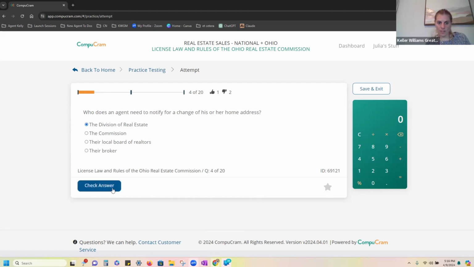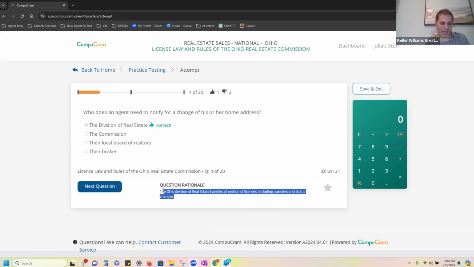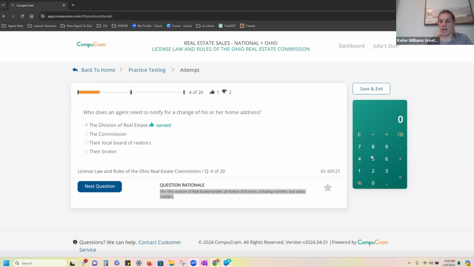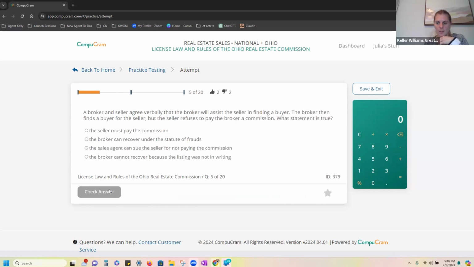All right, the Division of Real Estate is correct. Good job. So the Ohio Division of Real Estate handles all motion of licenses, including transfers and status changes. So that is who you will need to tell once you're an agent. When you move and you're changing your home address, tell the Division of Real Estate. You can always tell your broker, and we can tell the Division of Real Estate, but you need to because we have to have it in writing. All right. Good job. Next question.